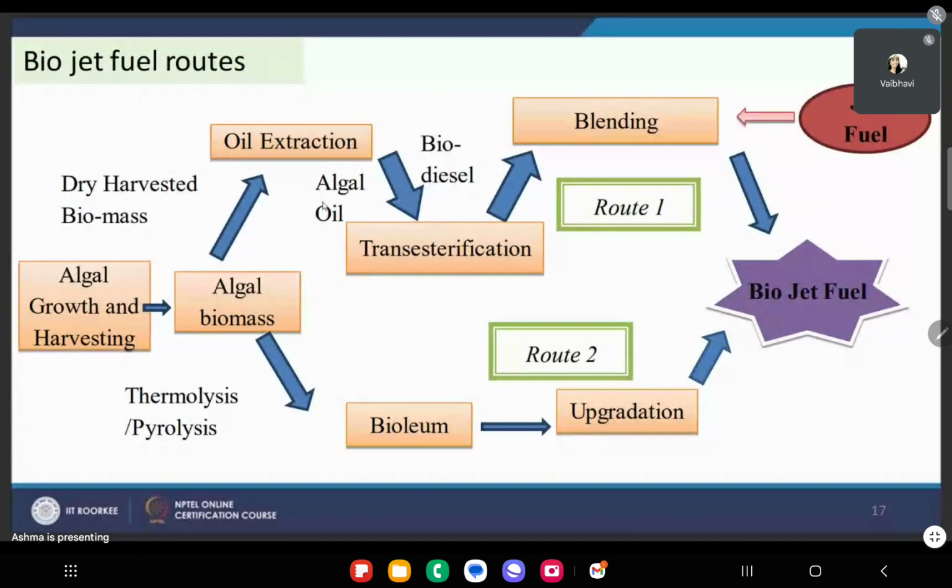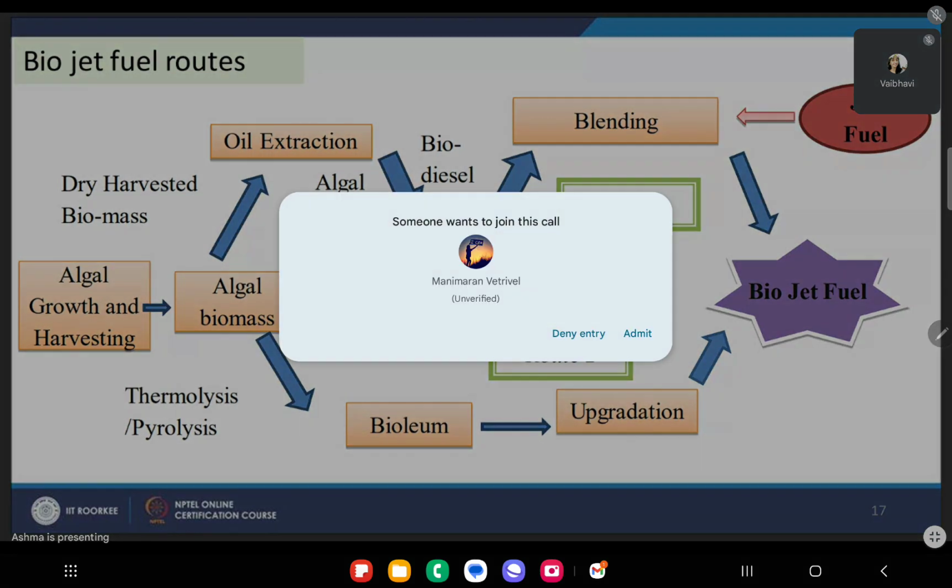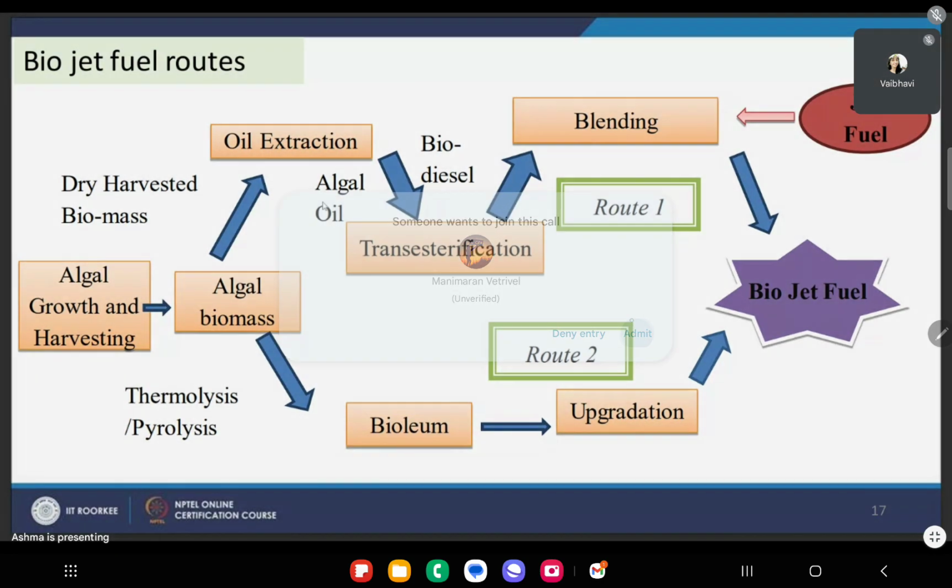Here are the biojet fuel routes. We can use the algal biomass to produce bio-oil through trans-esterification, and we can also go through another route, where the algal biomass is pyrolyzed, bio-oil is produced, and it is further upgraded to produce the biojet fuel.